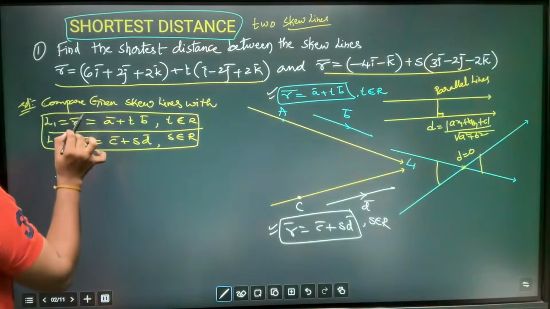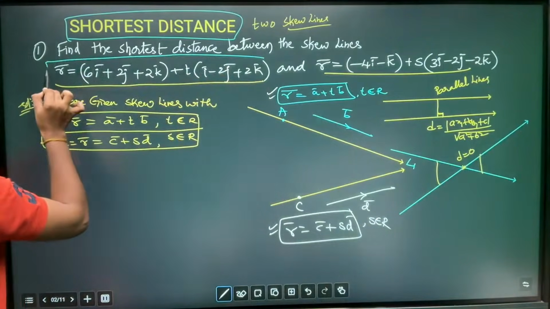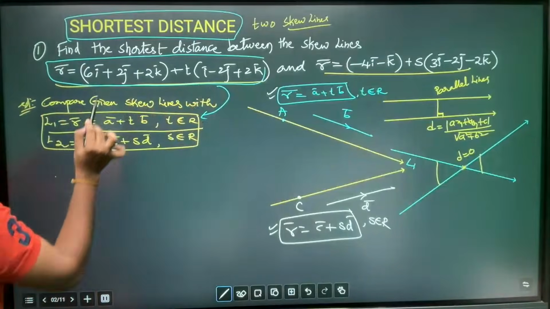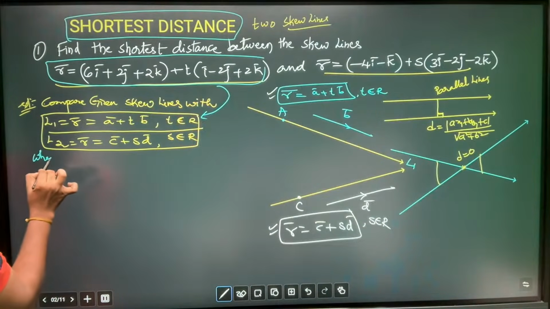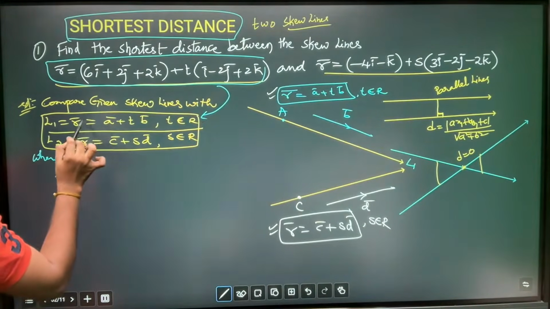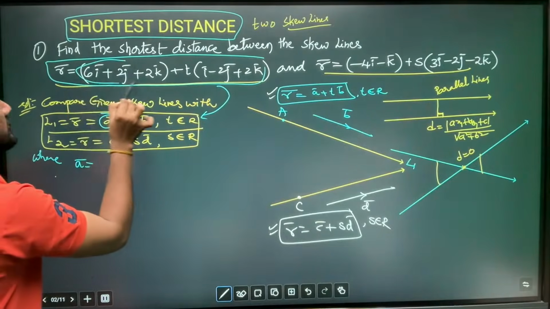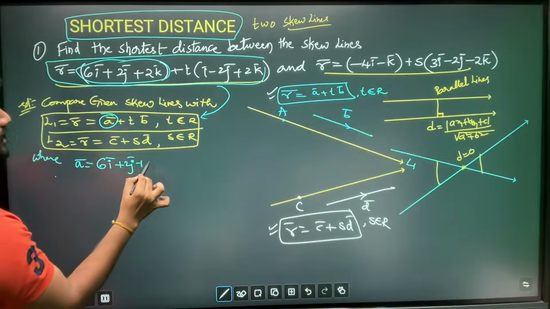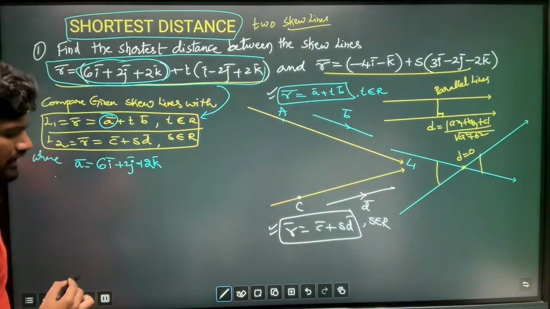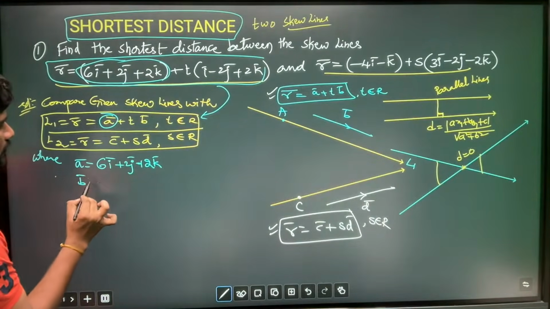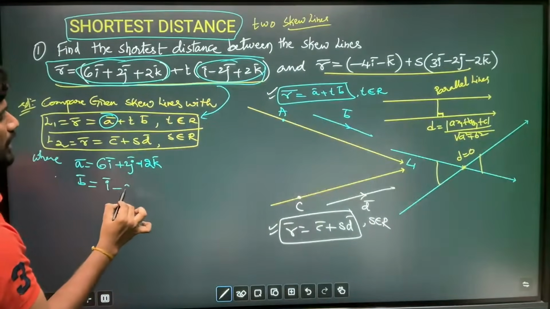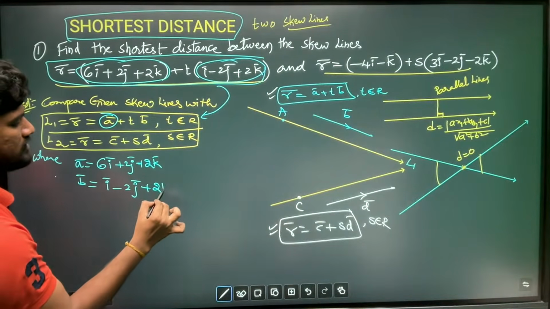So now, this first skew line, compare with this formula. Tell me what is the a bar value, in place of a bar what you have: this is the a bar value, 6i bar plus 2j bar plus 2k bar. Clear? Okay, so next, and b bar is equal to, this is the b bar value, i bar minus 2j bar plus 2k bar.